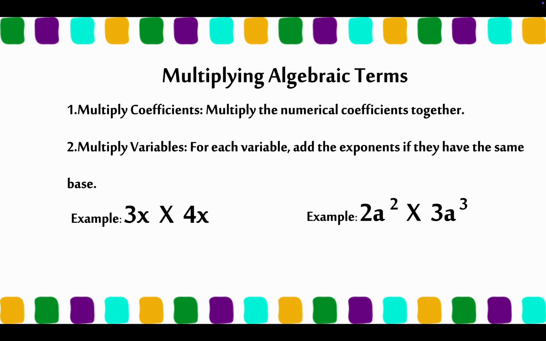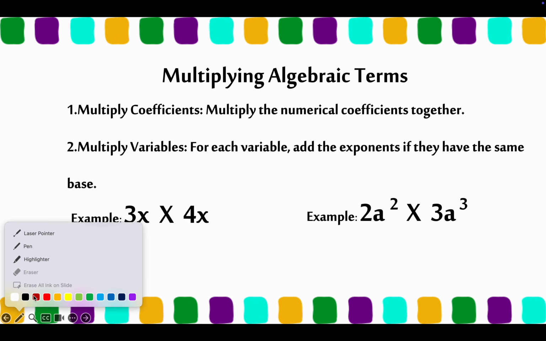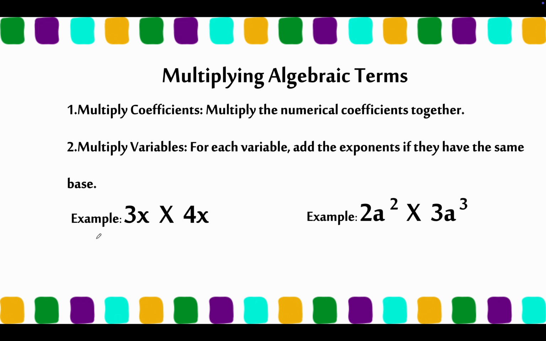Now for multiplying algebraic terms, we multiply the numerical coefficients together and we also multiply the variables. For each variable, add the exponents if they have the same base. Now for example, we have 3x multiplied by 4x. Now for us to multiply them, we can put the coefficients together first. So we can have 3 multiplied by 4.